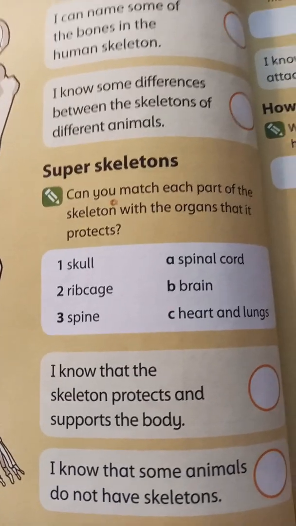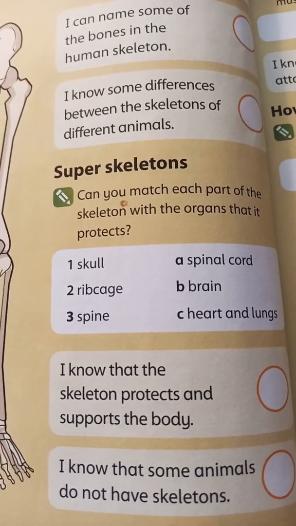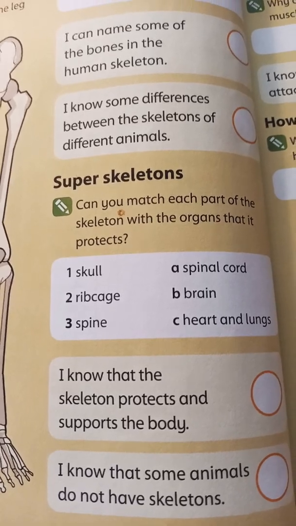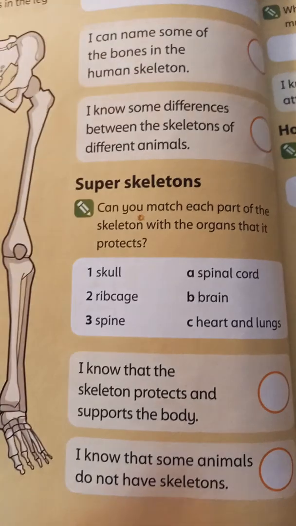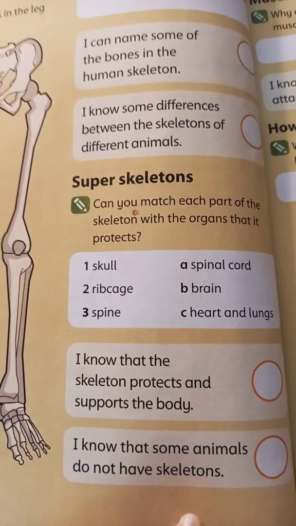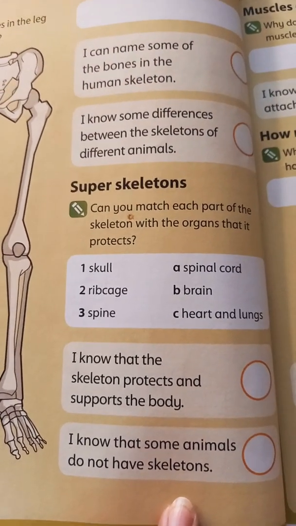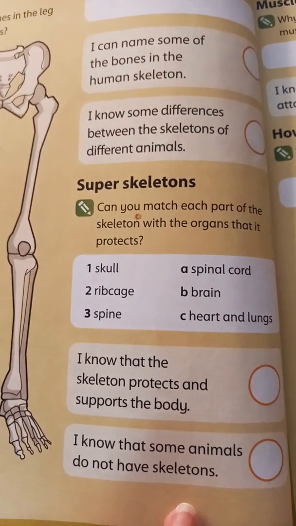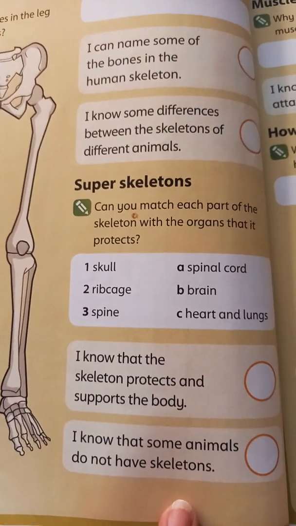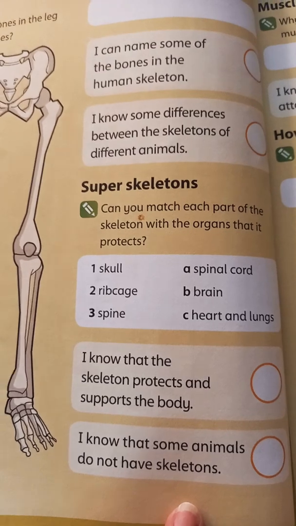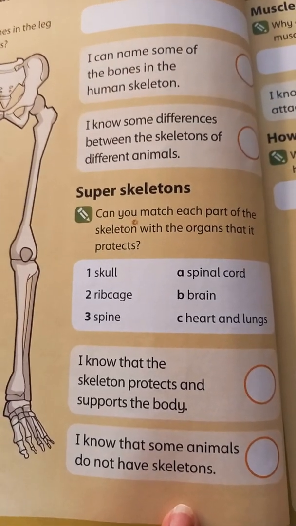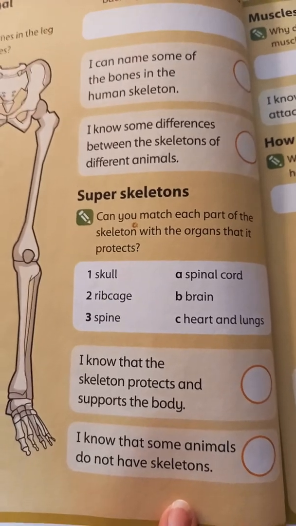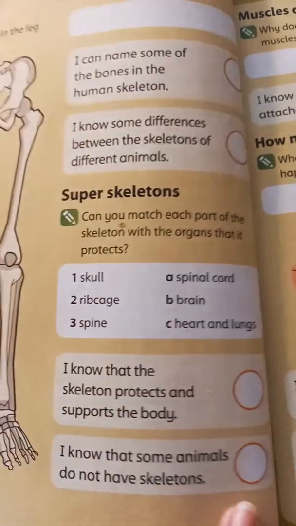I know that the skeleton protects and supports the body. Is it? Yes, put a tick here. Your concept is very clear. I know that some animals do not have a skeleton. Remember your concept here? Can you name a few animals which have no skeleton? I can give you a few examples. Earthworm. An earthworm is an animal. Mostly worms have no skeleton. So you can put a tick here.